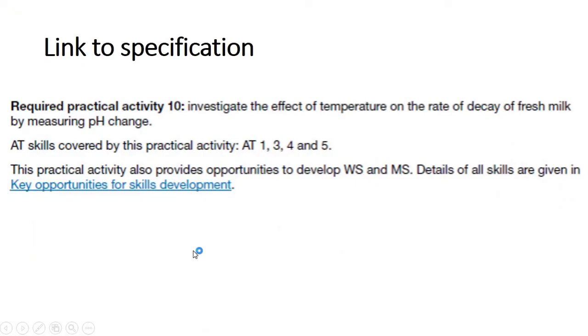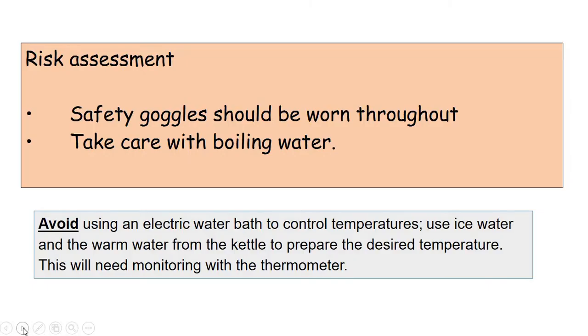Okay, so here we go, another little link to the specifications. We can have a pause and have a read through that. Risk assessment: safety goggles should be worn throughout. We've got to take care of boiling water because we'll be preparing water baths, because our independent variable is temperature, so we have to maintain those temperatures. We're going to avoid using any electrical water baths to control temperatures. We're going to use ice water and warm water from the kettle to prepare the desired temperature. This will need monitoring with a thermometer, so we've got to keep track of that.